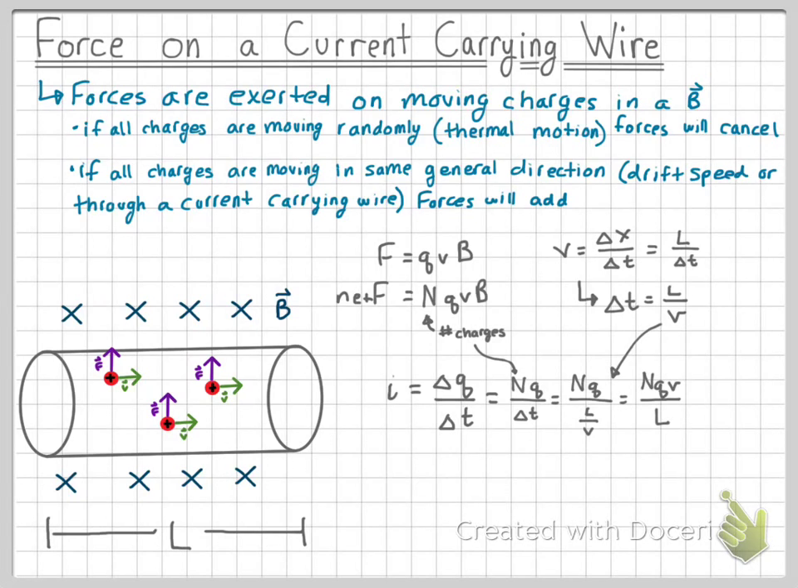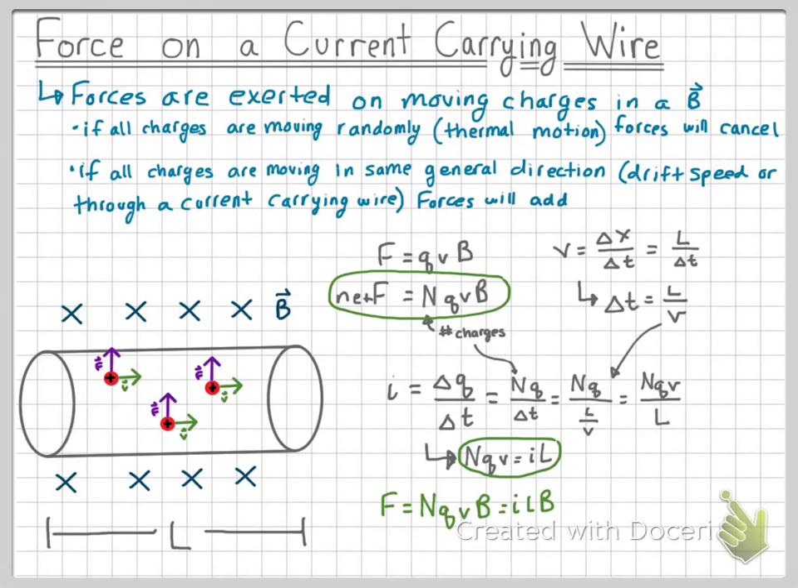Multiplying both sides by length, we find that the number of charges times the charge of each charge times the velocity is equal to the current times the length. We can see that this equation we found just looks similar to our net force equation, just missing this magnetic field term. So we can say that the force on a current-carrying wire of a specific length is equal to the current times the length times the magnetic field. And therefore, we can say that the force on a current-carrying wire is equal to the current times the length of the wire times the magnetic field, F = ILB.